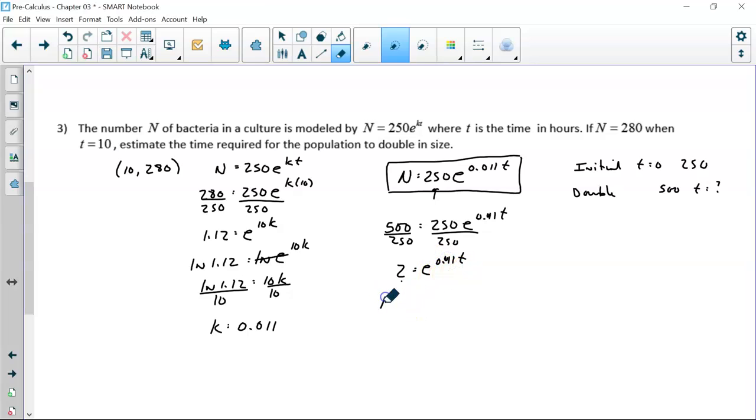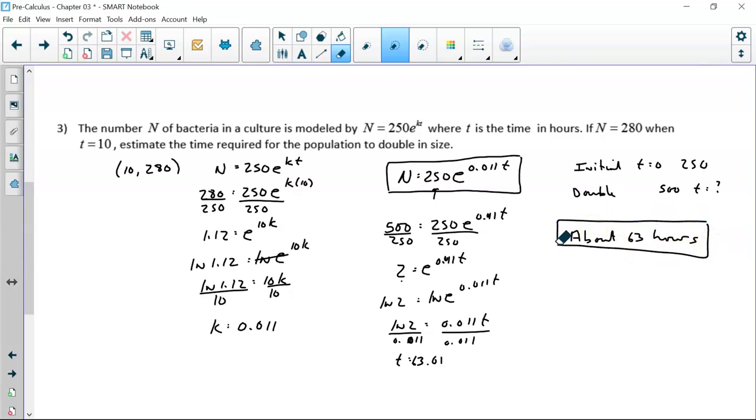And now take the natural log of both sides. Natural log of 2 equals the natural log of e raised to the 0.011t. The natural log of 2 equals 0.011t. Divide both sides by 0.011. And you're going to get t is about 63.01. So it's going to take about 63 hours to double in size.